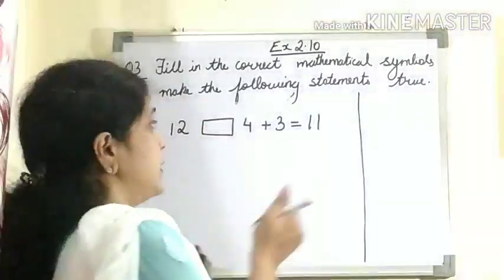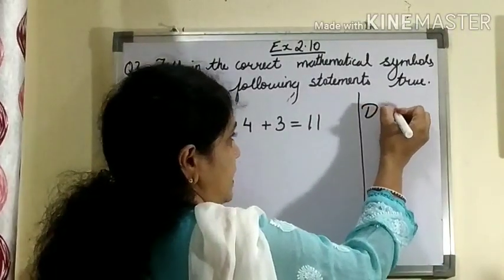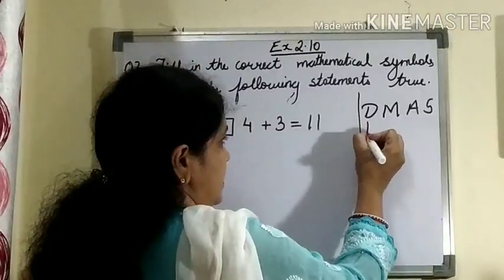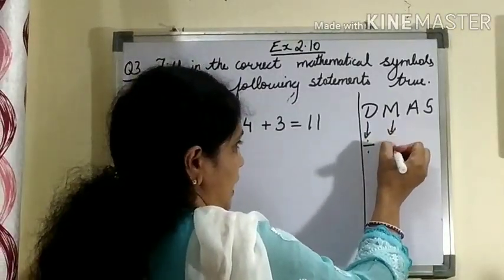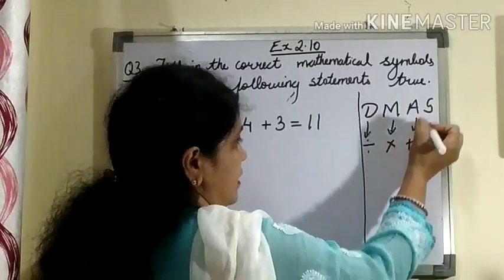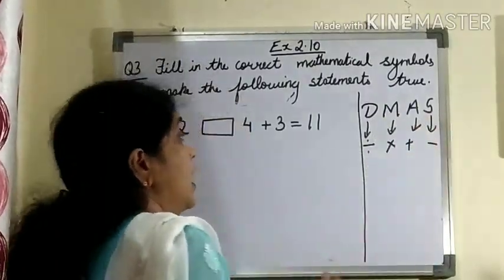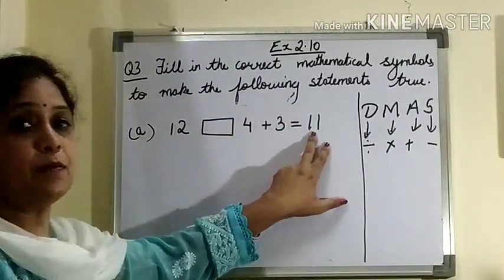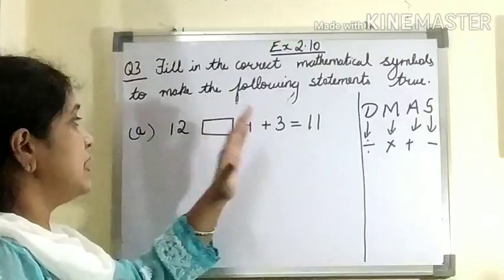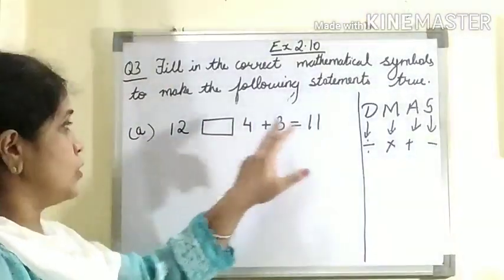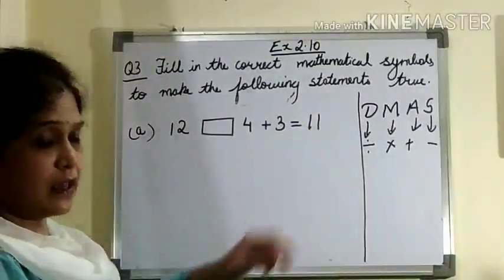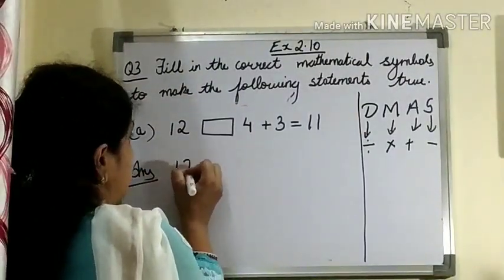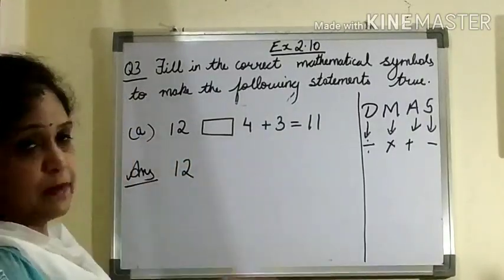The symbol can be either division, multiplication, addition, or subtraction. We have to find out which symbol it can be, so that the answer comes 11. That means on the left hand side we have to fill in the symbol so that the right hand side answer comes correct. Now how to solve this one? You have to think over all the possible outcomes.